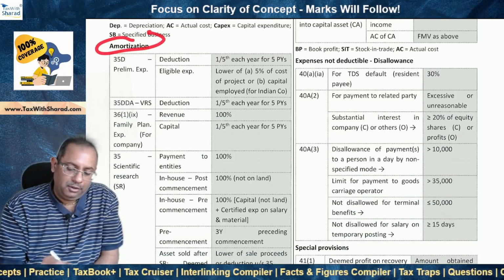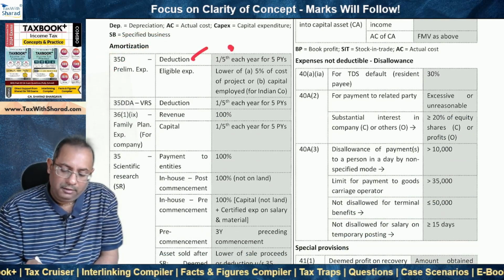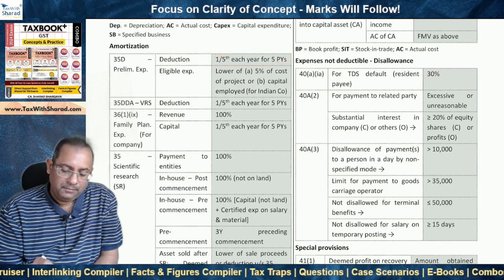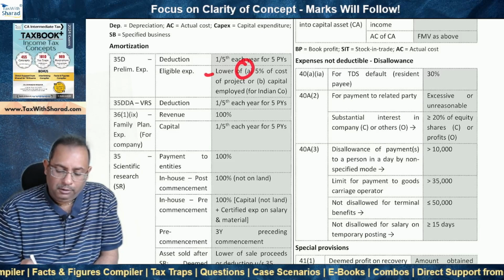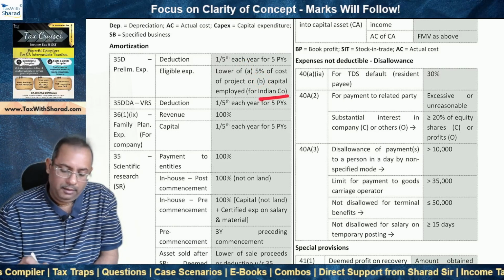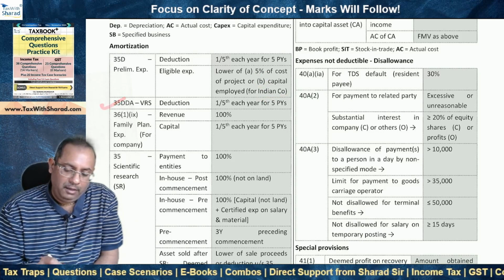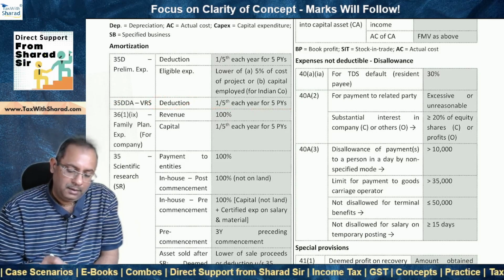Now we come to amortization provisions. 35D preliminary expenses. Deduction is given of 1/5 every year for 5 previous years. The eligible expenditure quantum is lower of A, 5% of cost of project, or B, capital employed. Capital employed is relevant only for an Indian company. 35DDA VRS expenditure. Deduction is allowed of 1/5 each year for 5 previous years.